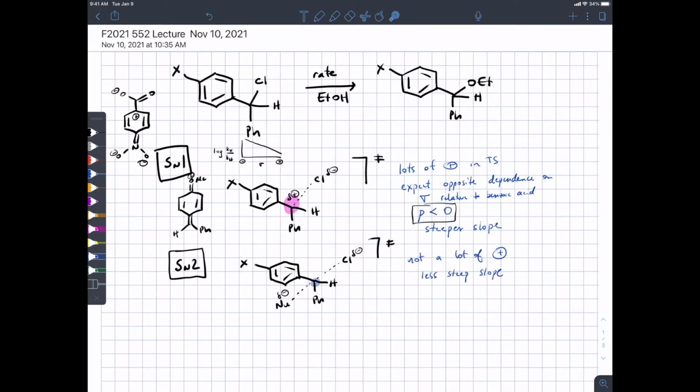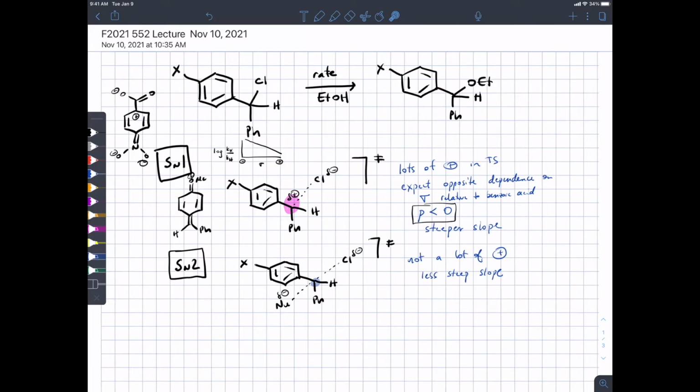I will tell you it's difficult to keep straight and memorize whether rho should be positive or negative and whether a sigma value should be negative or positive. So I'm not going to ask you to memorize sigma values. Just rely on your intuition. Electron donating groups should destabilize negative charges and stabilize positive charges, and you'll be okay. And if you need sigma values, I'd provide them in a table. If I were to ask a question that required you to make a prediction, I would phrase it in a way that would not require you to have memorized sigma values.